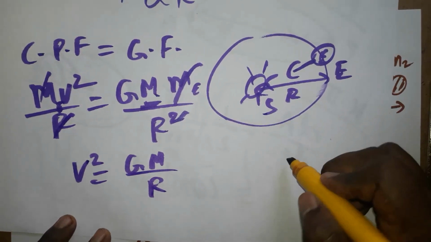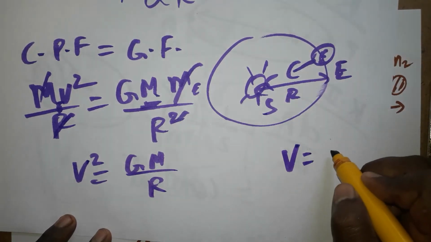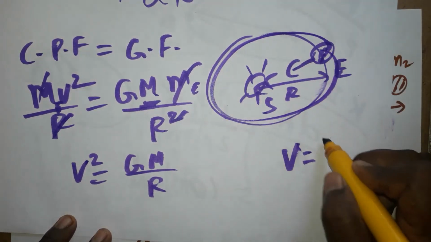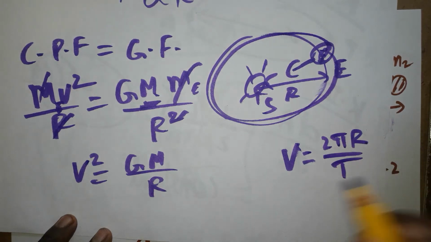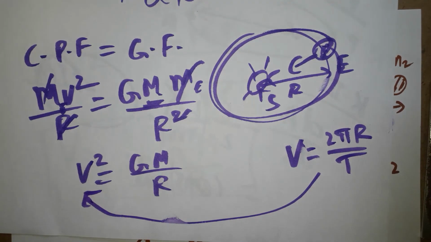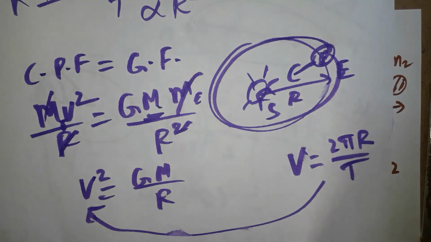This is how we get velocity in a circular motion: displacement divided by time. Displacement is 2 pi r, divided by T. I am going to substitute this in the equation. So let's see what we are going to get. This is the final formula for Kepler's law.